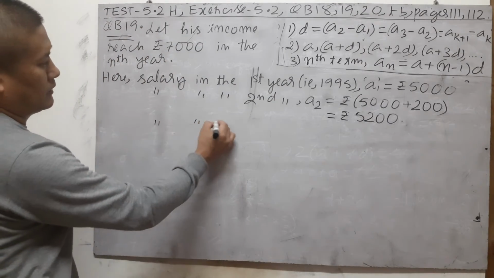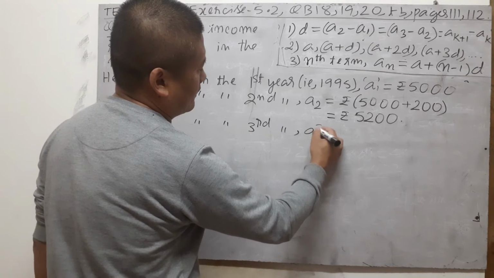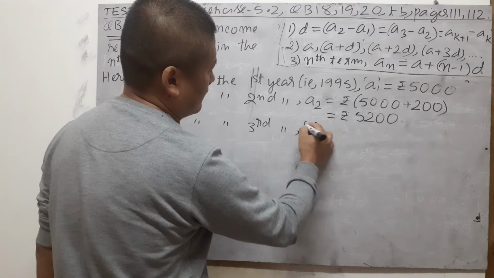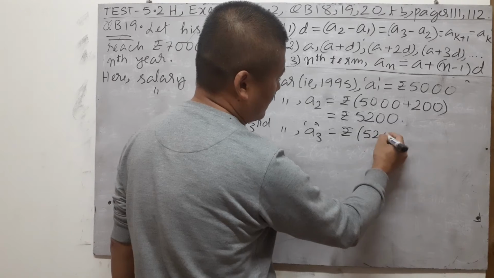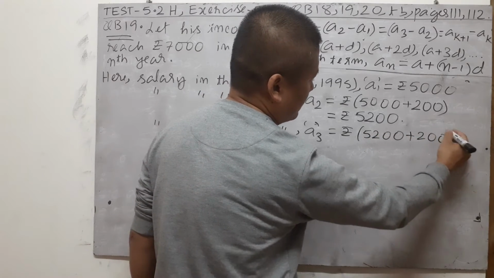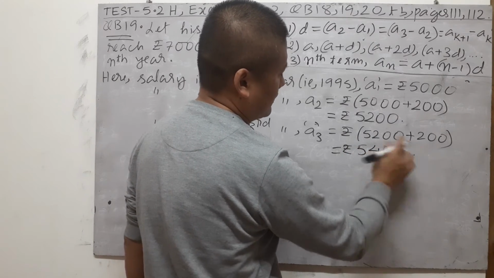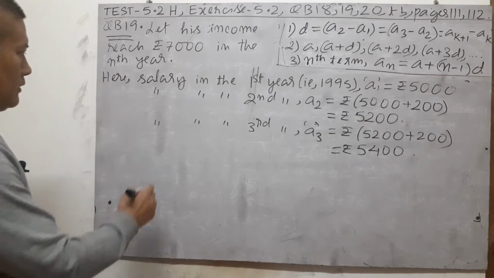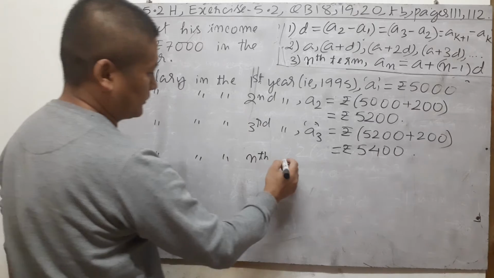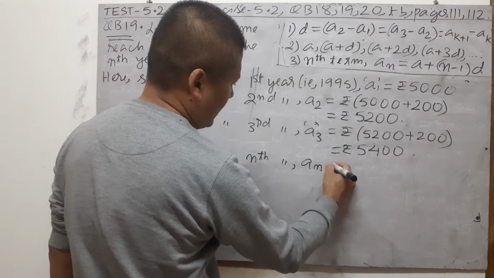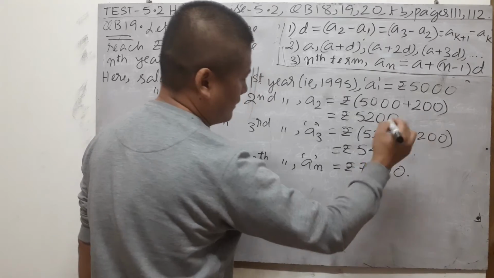Similarly, salary in the third year A3 will be whatever his salary the previous year A2, 5,200, plus every year equal increment 200. So that is rupees 5,400. Very simple. So finally, salary in the nth year, the year where he reached 7,000, means AN rupees, the last one, 7,000.